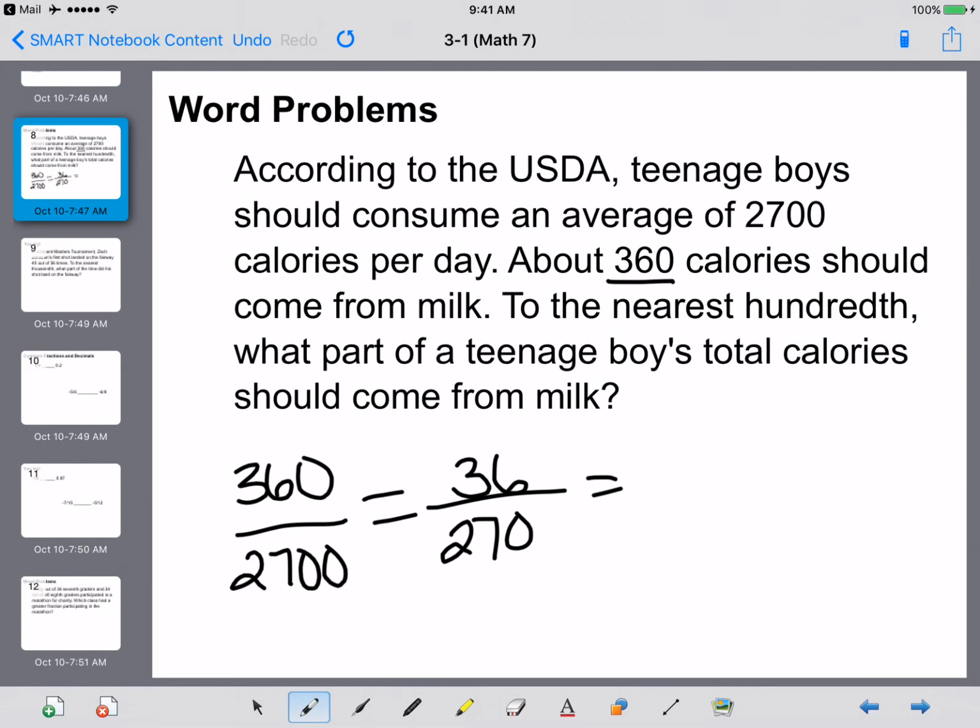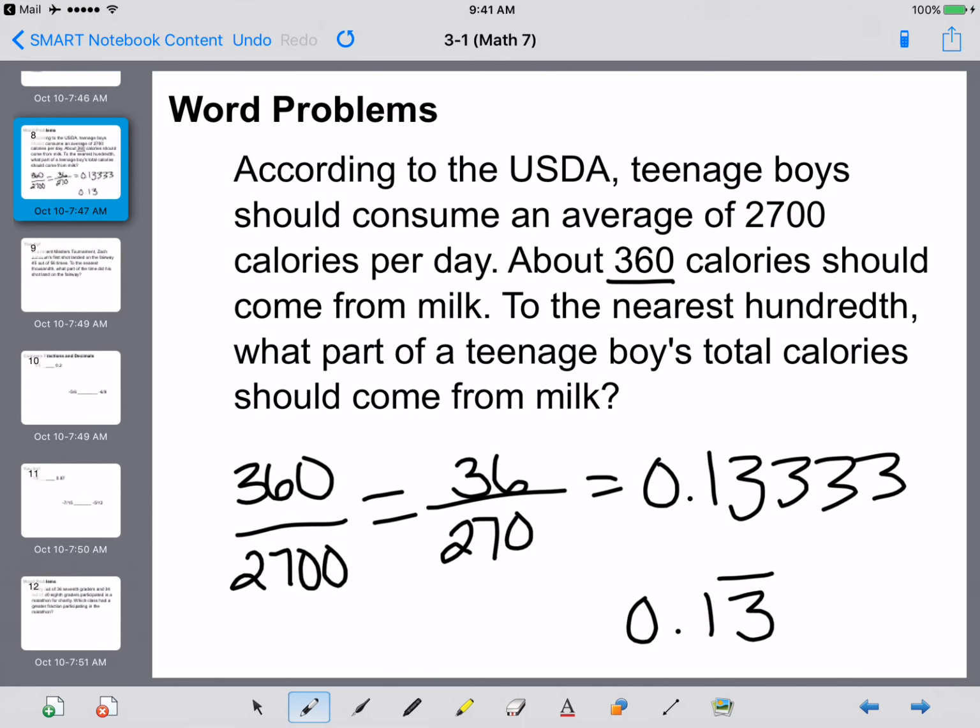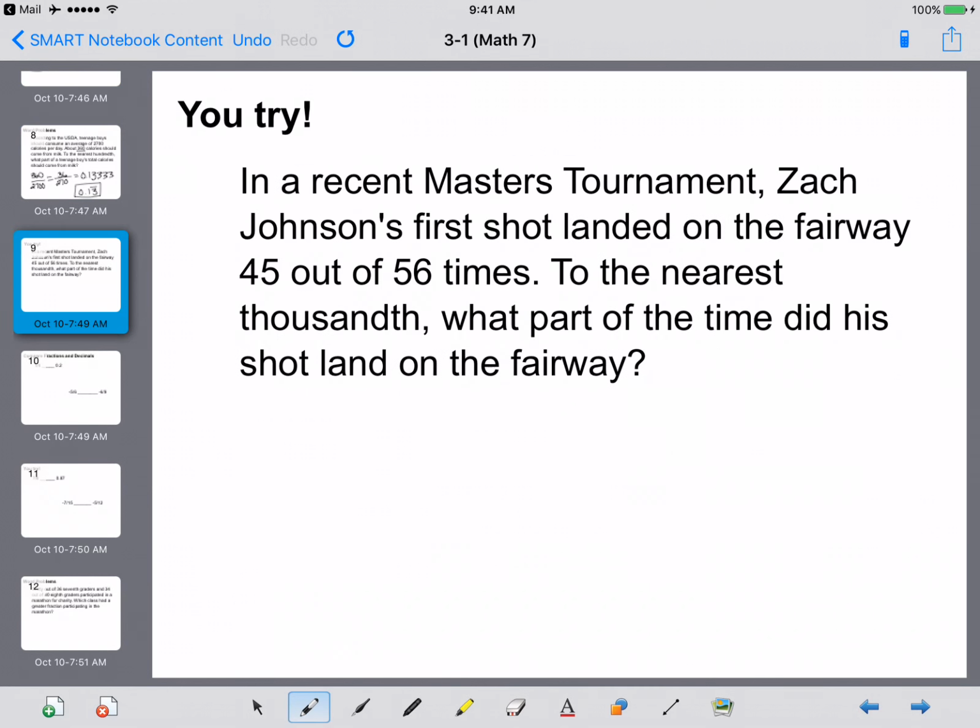Punch it in my calculator, 36 divided by 270, and I get 0.1333. Writing that with bar notation, I would have 0.13 with a bar over the 3. Now you try and check my answer.